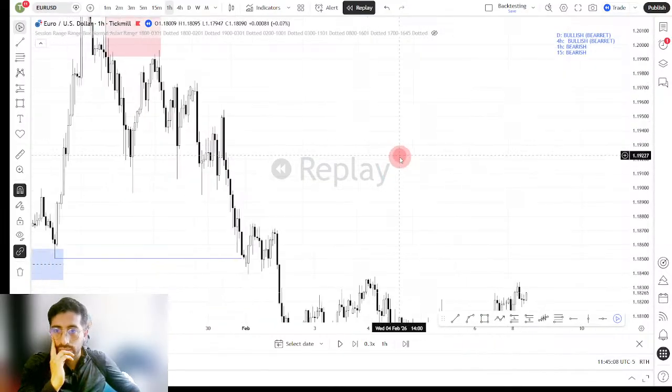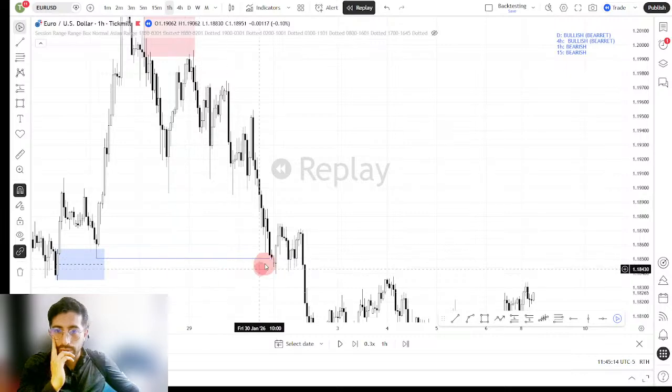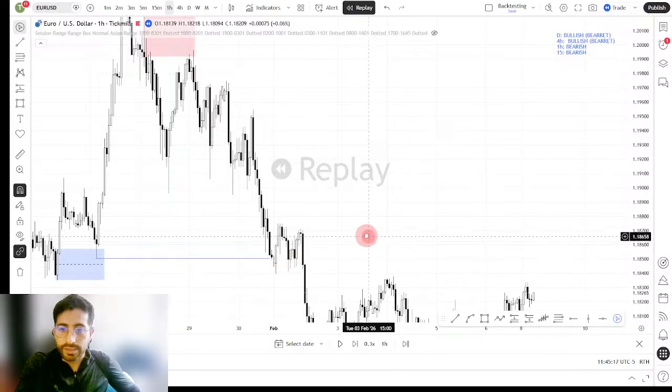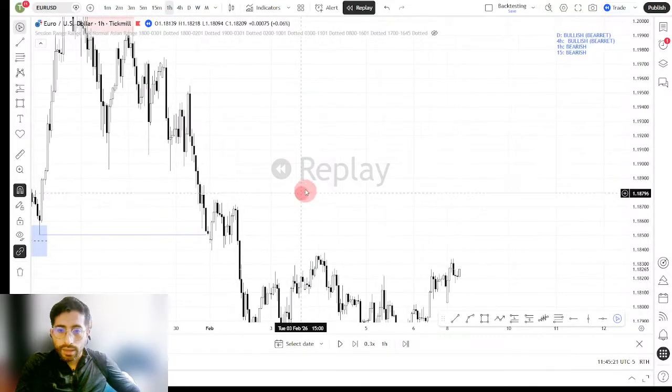Supply zone, and we have here the take of liquidity, and then we have the BOS here and the second BOS here that confirms completely the retracement. Okay, now look at the next. What are we gonna do now?